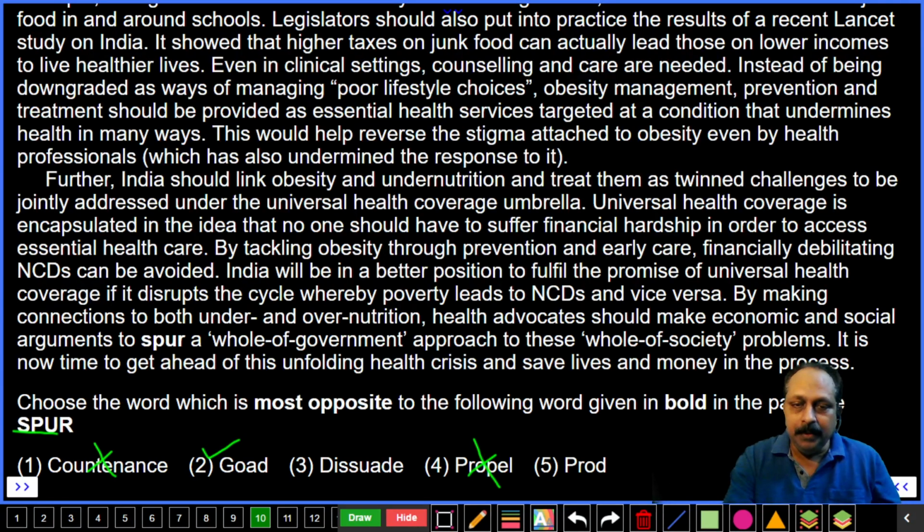Goad, the same meaning. Prod, to poke. Answer is dissuade. Dissuade not to do something. Spur, instigate to do something. Dissuade, persuade someone. Not exactly persuade, convince someone not to do something. Answer is the third option.